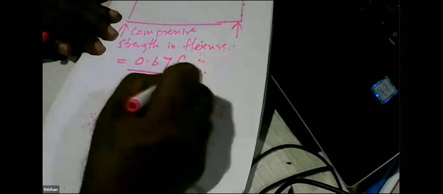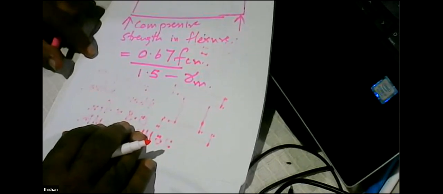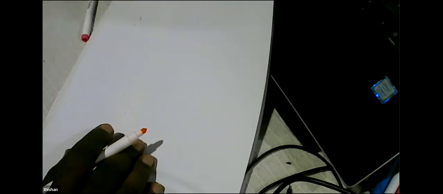And then we divide it by 1.5, which is the gamma m value, the partial factor of safety for strength of concrete, because significant variations could occur. To allow for that, we use 0.67 divided by 1.5, and you end up with 0.45 times FCU.